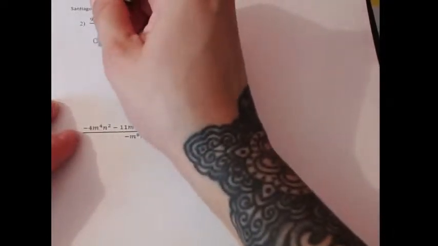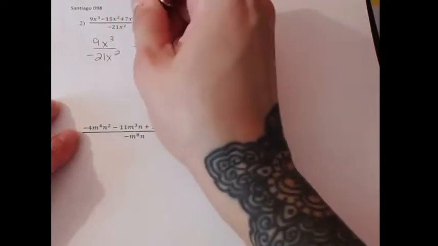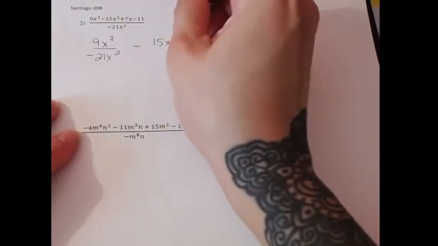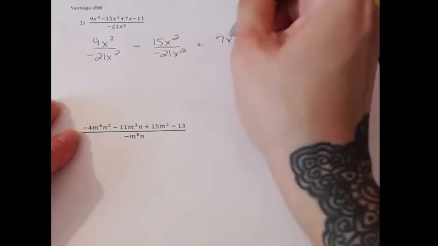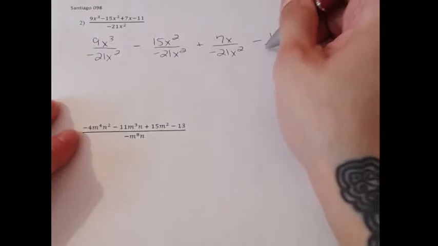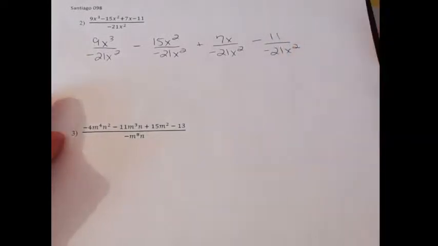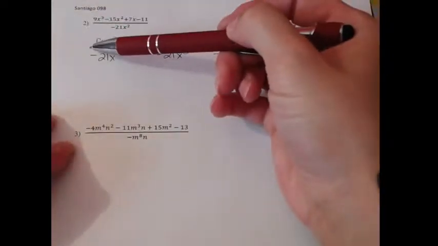So we are going to first rewrite 9x to the 3rd over negative 21x squared, minus 15x squared over negative 21x squared, plus 7x over negative 21x squared, and lastly, minus 11 over negative 21x squared. All right, so hopefully everybody had this exact same first step. Positive divided by negative is a negative.